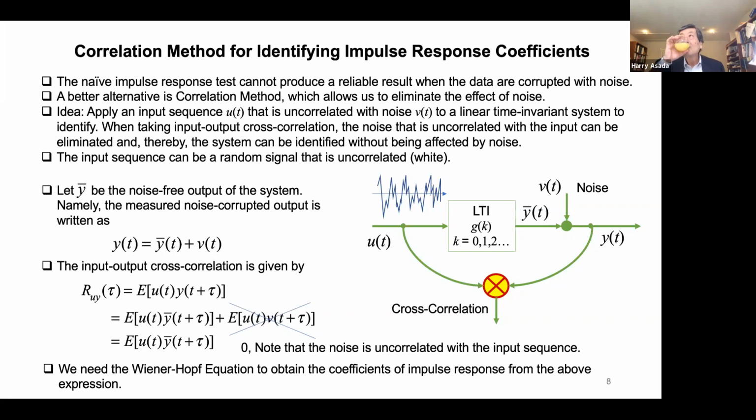Now, however, our objective is to obtain the discrete form of the impulse response, GK, right? And the question is how we actually extract GK from here after we take the input-output correlation. That's the issue, and that can be solved by the Wiener-Hopf equation. Okay, Wiener-Hopf equation. So let's look at this next.